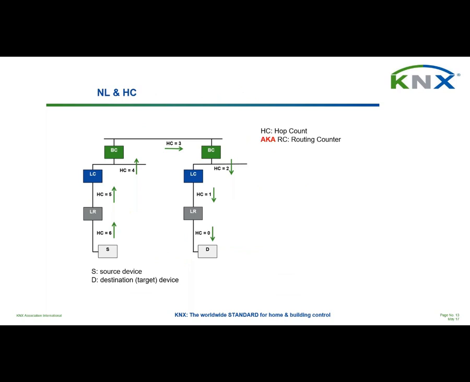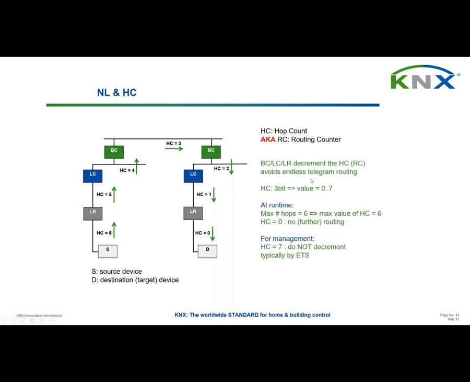Okay, then a summary, maybe, well, this slide. So we have seen, indeed, source to destination, hop count, which is also known as the routing counter. Maybe you have seen that somewhere in other documentation. It's actually the same thing. As I explained, backbone couplers and line repeaters also decrement the hop count, in order to avoid endless telegram routing. So it should stop somewhere, and KNX has defined that to be 6. After 6 hops, it will stop. The telegram will not further propagate.